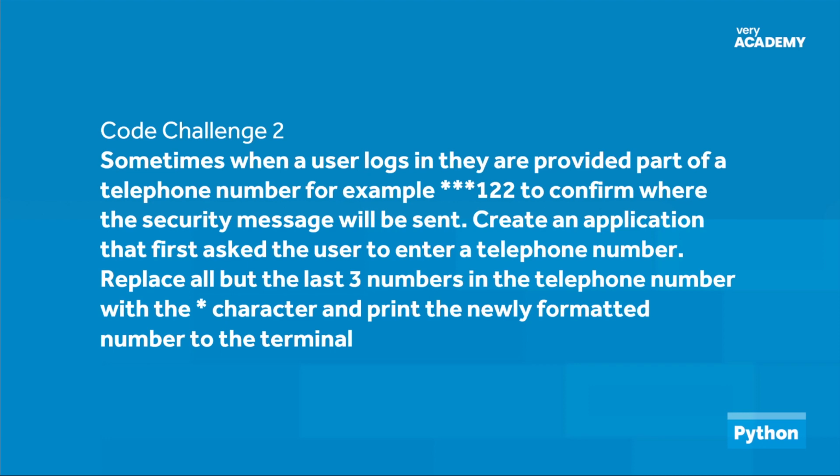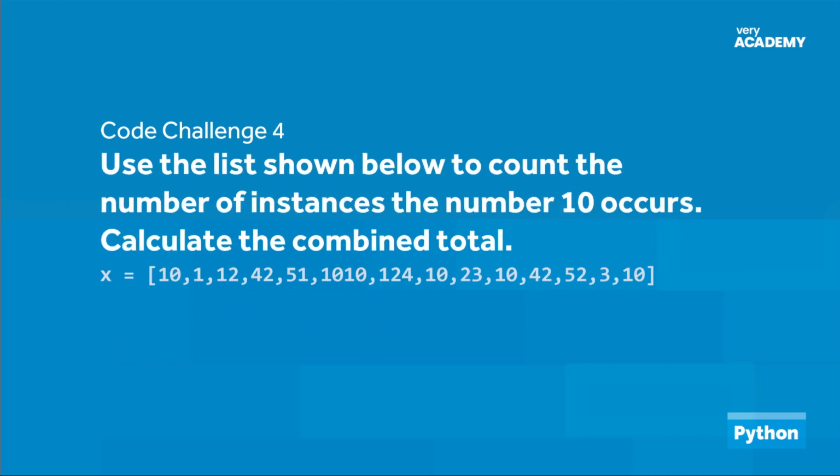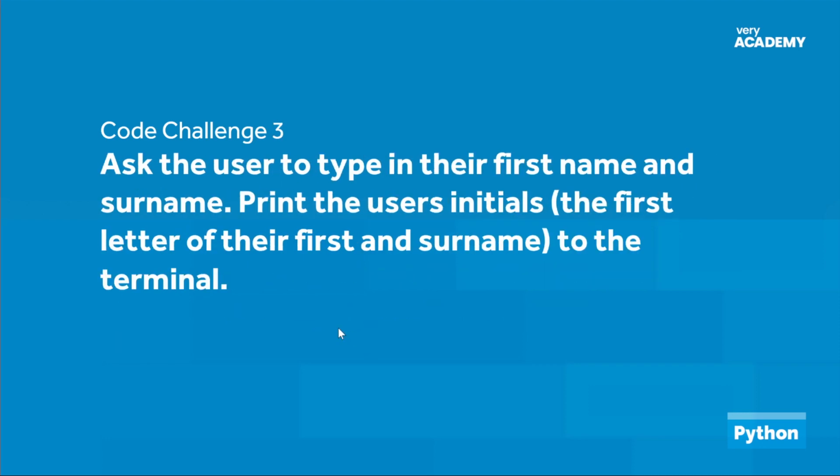But let's now move on to the third challenge. Ask the user to type in their first name and surname. Print the initials. So all we're going to do here is take the first letter from their first name and their surname, and we're going to print their initials. Now, normally when we utilize initials, they're capitalized. So let's also print their initials in capital letters.